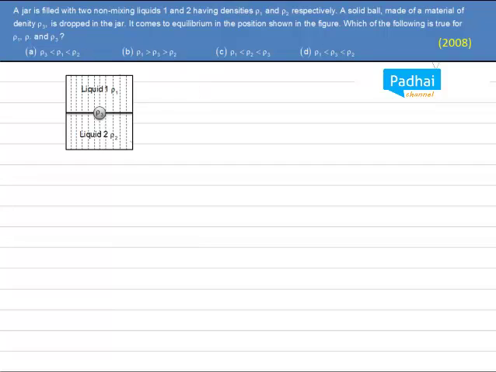Obviously from this diagram we can say that ρ2 is greater than ρ1, because we know that a liquid having more density will go to the bottom. Now if we see the options, over here ρ2 is greater than ρ1, over here ρ2 is greater than ρ1, over here ρ2 is less than ρ1. That means option B is absolutely wrong, it is saying ρ2 is less than ρ1, so we can eliminate B.